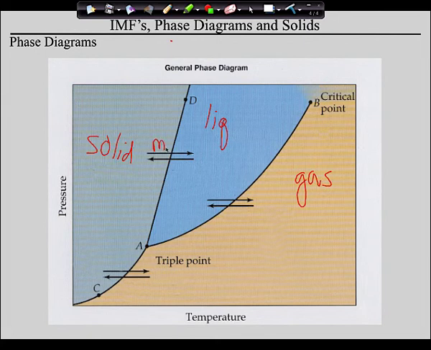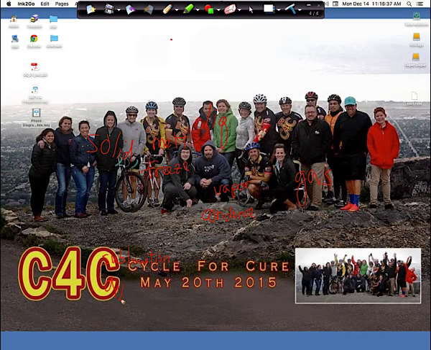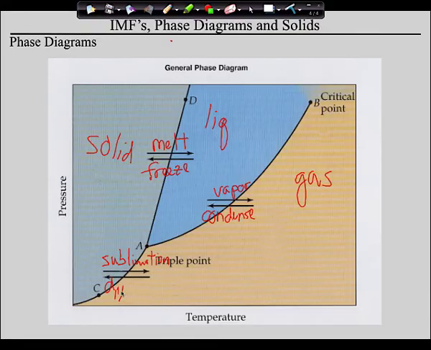Solid to liquid, we call melting. Liquid to solid, we call freezing. Liquid to gas, we'll call vaporization or boiling. Gas to liquid, we'll call condensing, or condensation is the noun. And then solid to gas is sublimation, and the reverse is deposition.